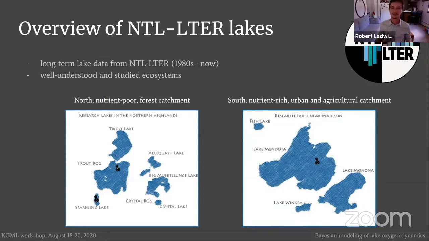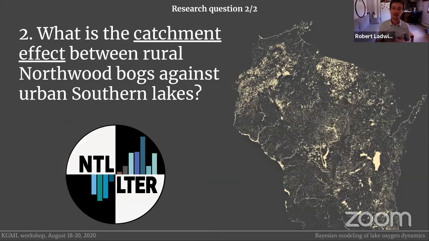So in this study, we included 5 lakes from the north. These are nutrient-poor lakes that are influenced by a forest catchment. And we also added 4 lakes from the south. These are nutrient-rich lakes, and they are heavily influenced by an urban and agricultural catchment. So our main research question here was, what is driving the difference between the rural northwoods against the urban south?